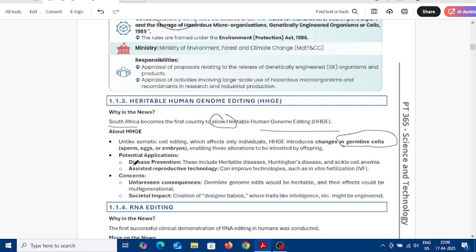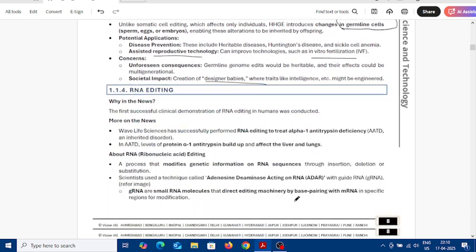What can be its application? Disease prevention obviously, assisted reproductive technology, for example in vitro fertilization. What are the concerns? Unforeseen consequences, because this is in early development, so we are not able to read its consequences that well yet. So there are some unforeseen consequences. Then there is societal impact, creation of designer babies. Traits, meaning people can modify the intelligence level or whatever physical trait they want. So these come under designer babies.